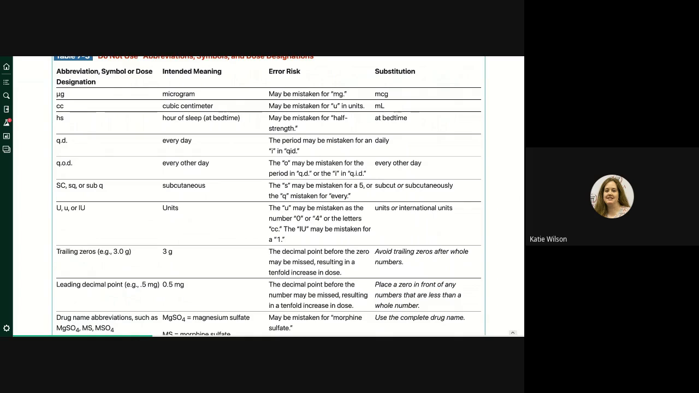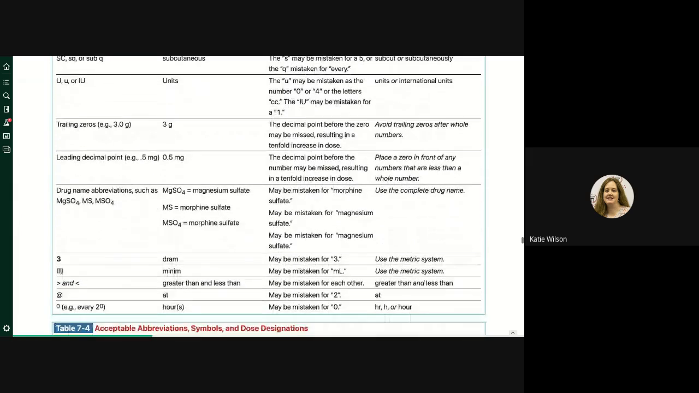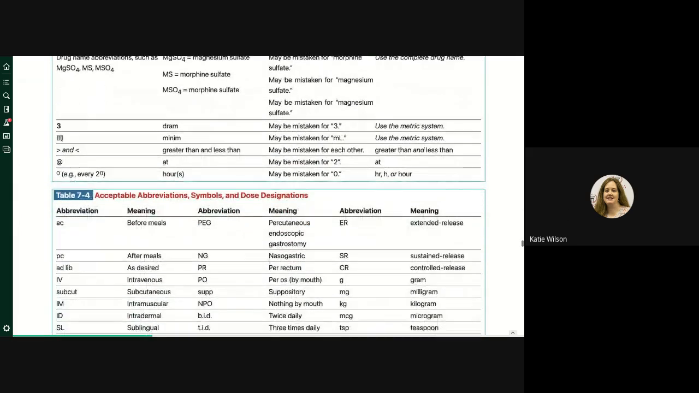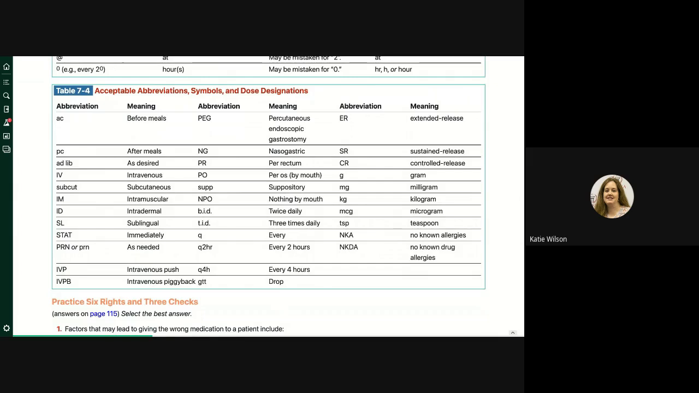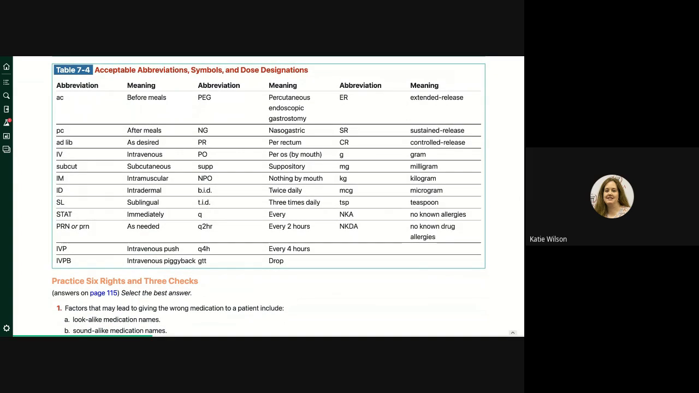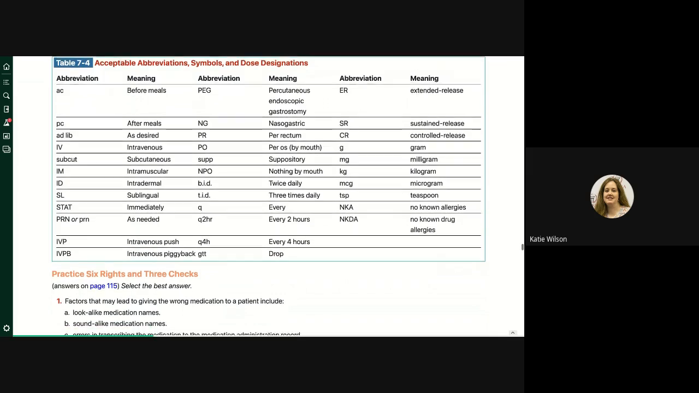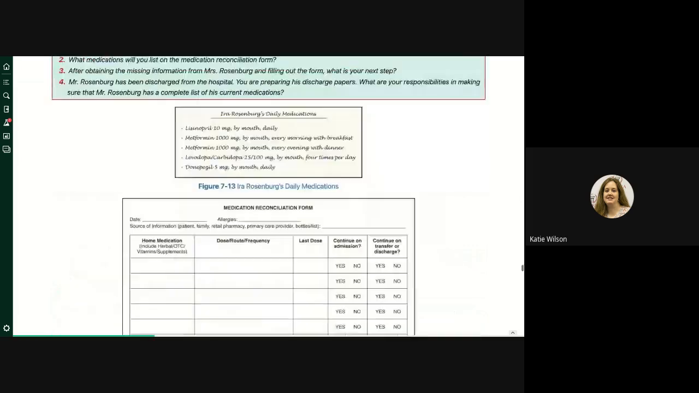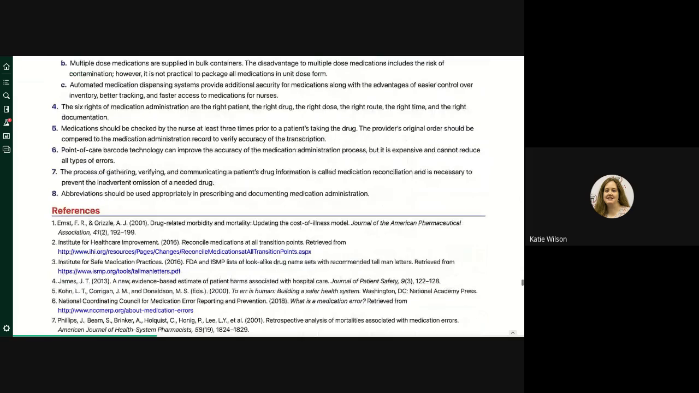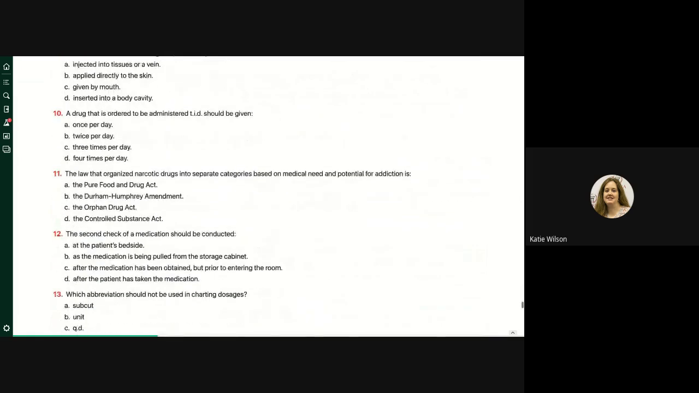Okay, so please go through that list and make sure you're familiar with it to reduce incidences of errors. So here's some acceptable abbreviations, symbols, and dosage designations. So you can read through those as well. And then that is the end of that chapter.